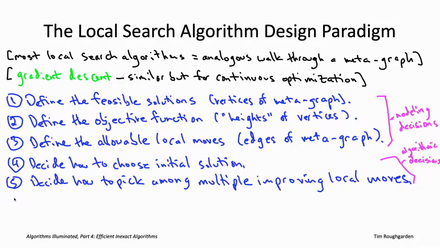Once you've answered all 5 of these questions, you're good to go. Now your local search algorithm writes itself. You've got your metagraph. That's what you defined in steps 1 through 3. You know where to start. That's the answer to step 4. And you know how to take each step. Among all of the improving local moves, your answer to step 5 tells you exactly which one to take.